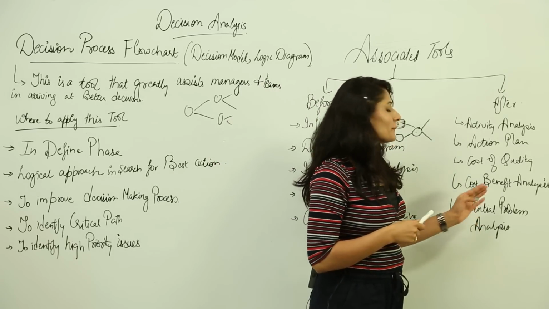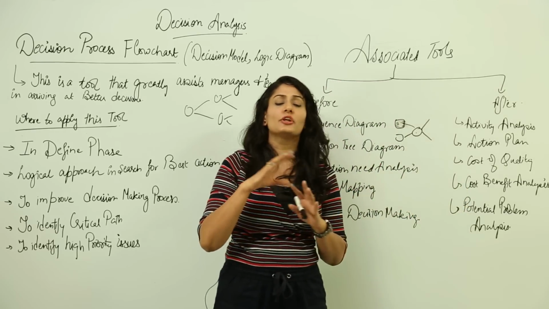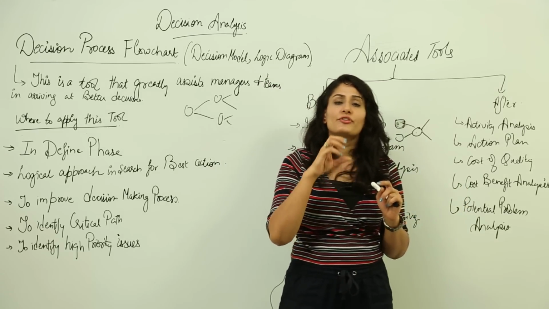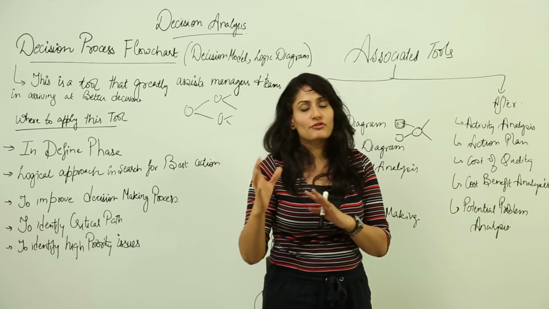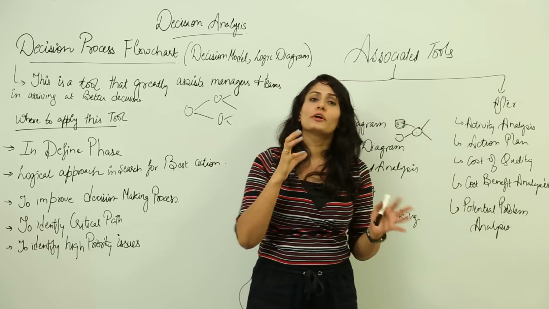Then comes potential problem analysis. Now potential problem analysis is a tool which is used to find out what can go wrong with your project so that you can figure out ways to control that.